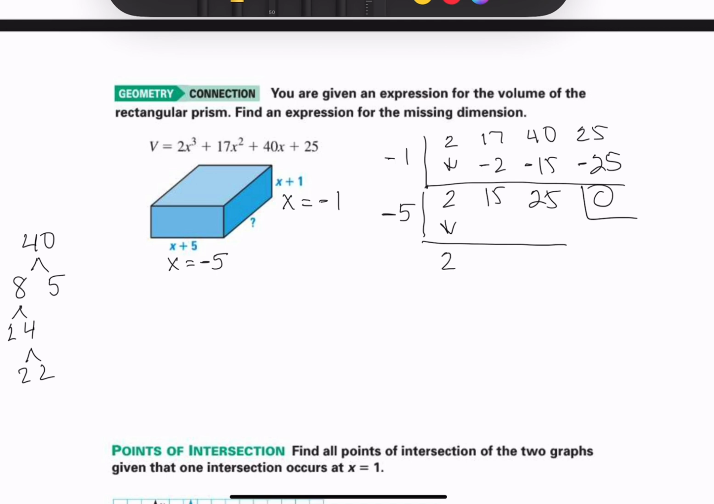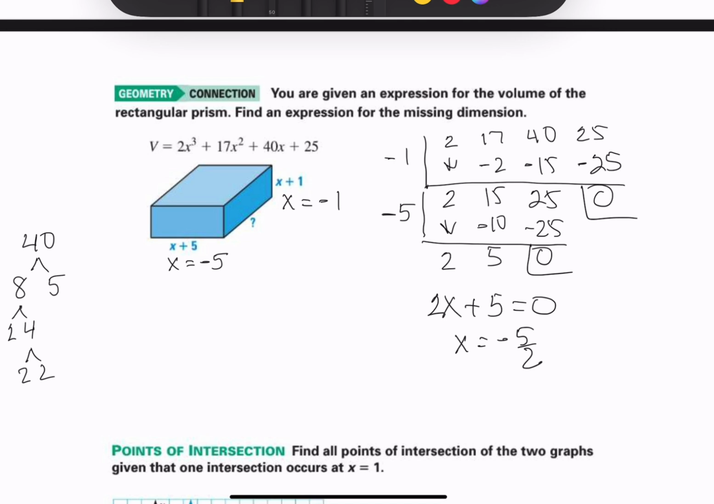So I'll bring down the 2, got a negative 10, 5 and negative 25. Okay, so watch this. So what's left here? Well, my constant is 5, and my linear coefficient is 2, so my linear term is 2x. 2x plus 5 equals 0. And now I can solve that. So x will equal negative 5 halves.